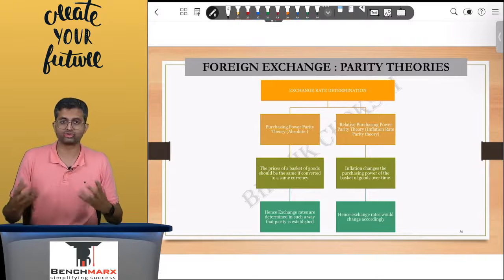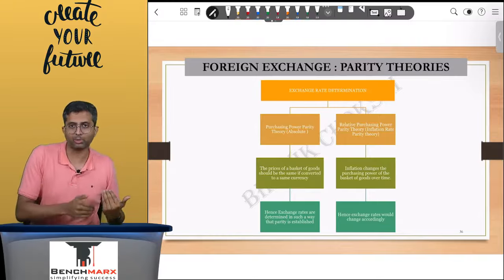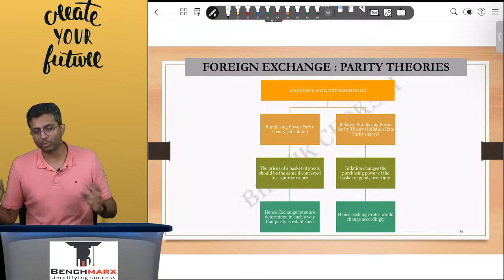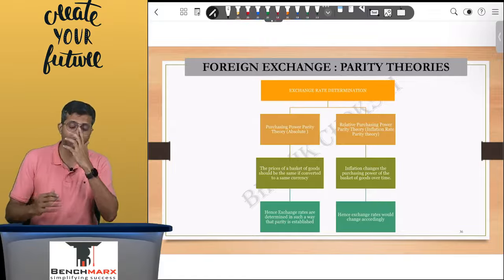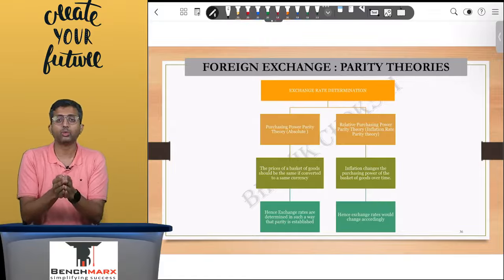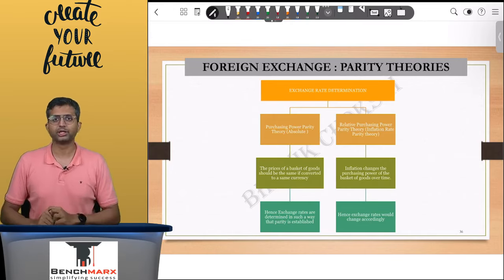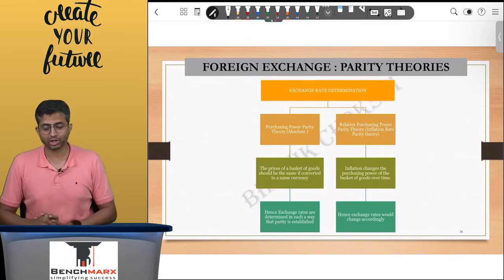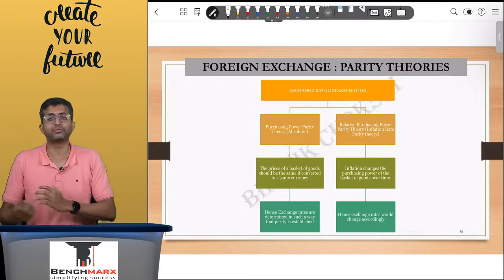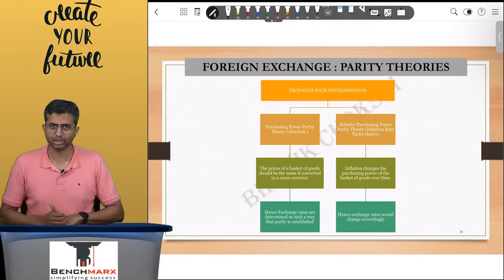So, how much can $1 now buy? How much can 50 rupees now buy? If there's 10% inflation in India, those same 50 pence would cost 55 rupees. But if there's 0% inflation in the US, those same 50 pence will still cost $1, in which case the exchange rate has to be modified and it has to go to 55 rupees per dollar.